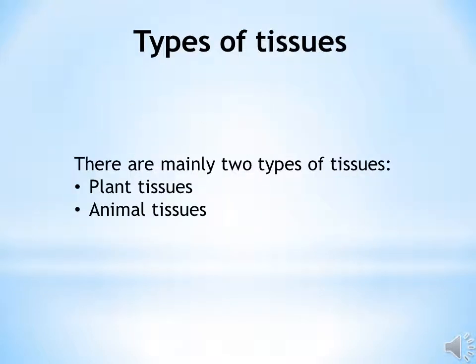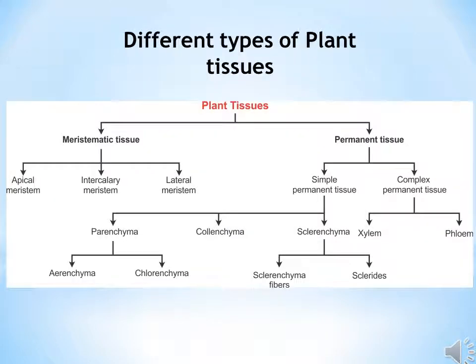Now we have the types of tissues. Children, there are mainly two types of tissues, plant tissues and animal tissues. So the name itself tells you that plant tissues are the tissues which are found in plants and animal tissues are the tissues which are found in animals. Children, as I have already told you, in this video I will mainly emphasize on different types of plant tissues. So here, as you can see, the flow chart describing the different types of plant tissues.